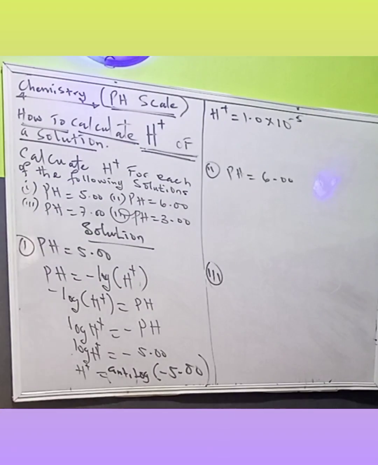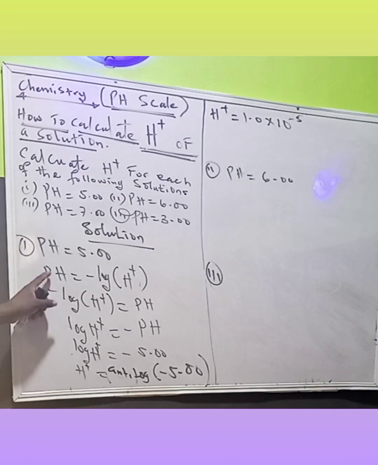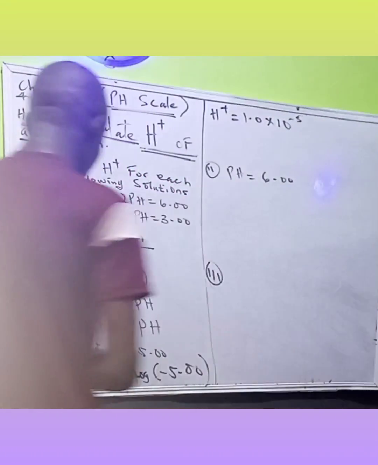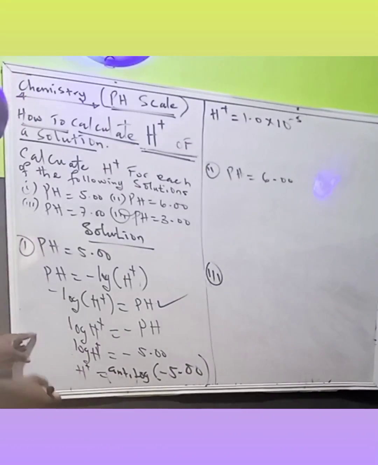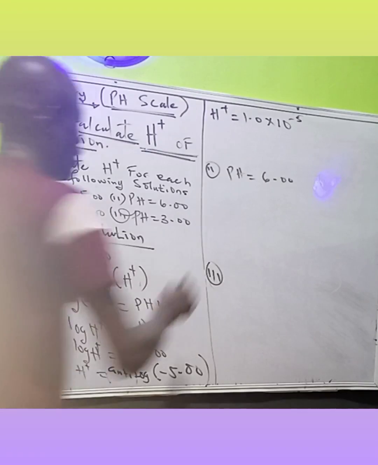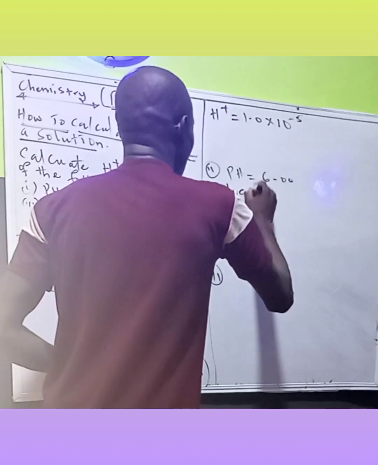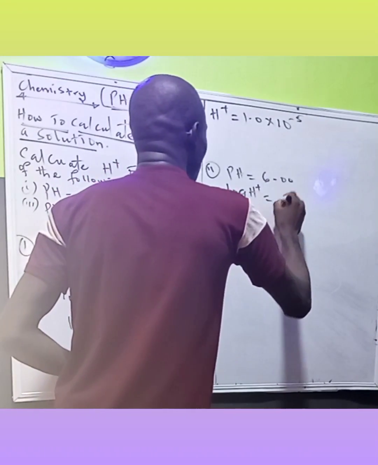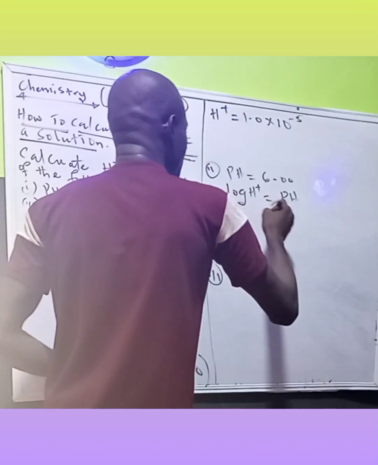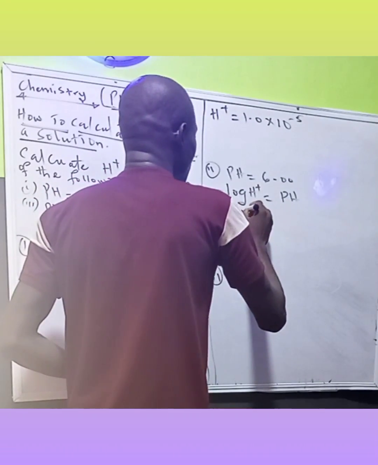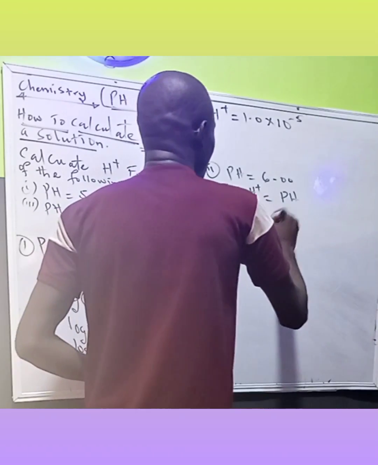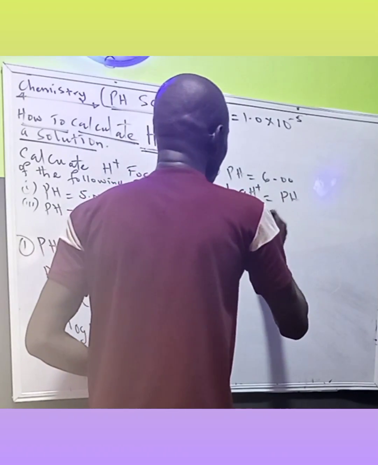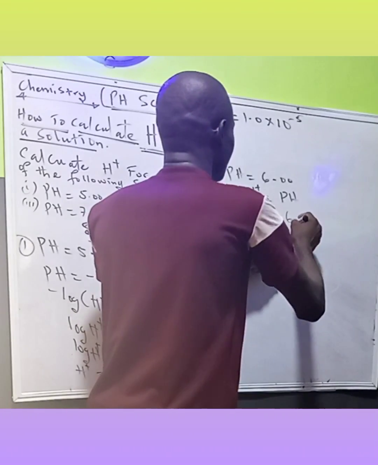Okay, let's look at H positive for this next solution. The same thing, we are just going to apply the same approach. Just use this formula here, the one that I have derived for you. If you use it, what are you going to have? Minus log H positive is equal to pH. Then put the value of your pH, which is 6.